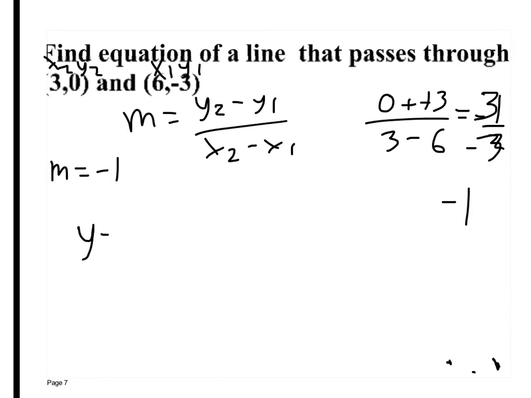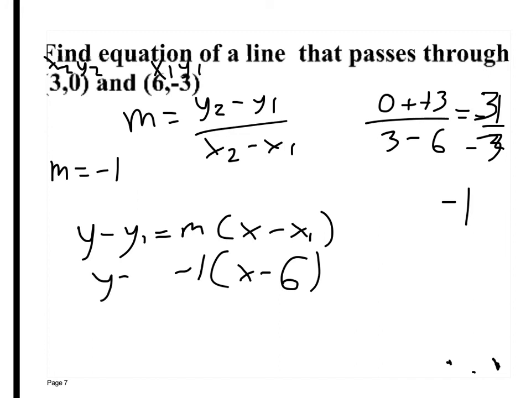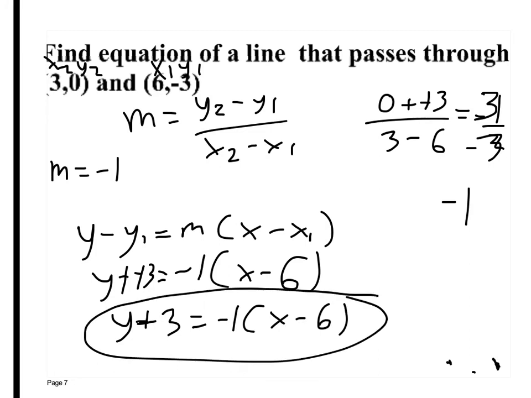So I plug it into this. Y minus Y1 equals M times X minus X1. Then I put 6 in for X1. And I put negative 3 in for Y1. I simplify, which means I change that into a positive because I had two negatives side by side. And I just rewrite the other side, and there's my answer. Y plus 3 equals negative 1 times X minus 6.